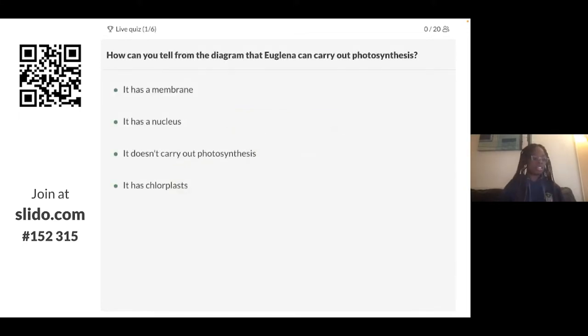All right, so it's asking us, how can you tell from the diagram that euglena can carry out photosynthesis? What have we talked about in the beginning that lets us know that euglena can carry out photosynthesis? Something that contains pigments, perhaps? And if so, what thing on the diagram contains pigments? Or is this actually just a trick question? It doesn't actually carry out photosynthesis. Are we trying to catch you out? The six of us left to answer.